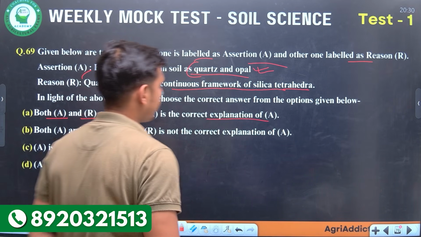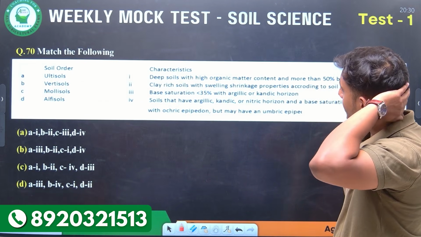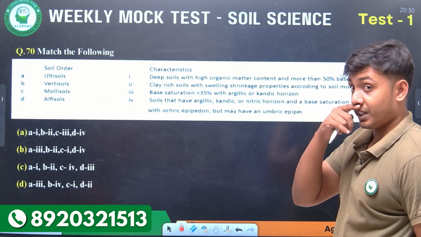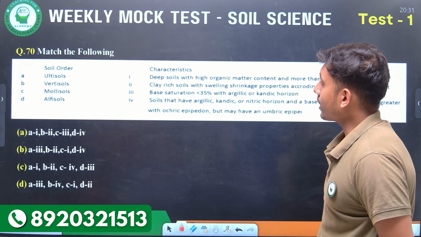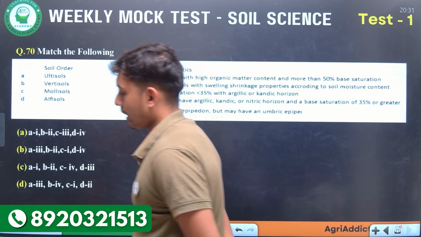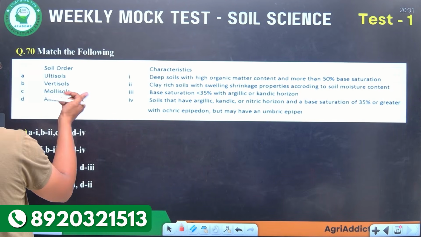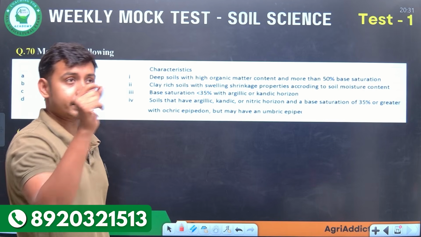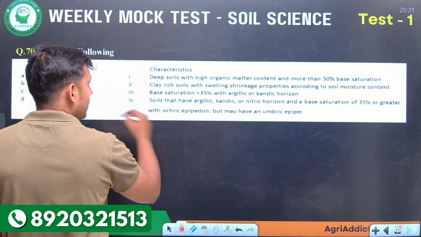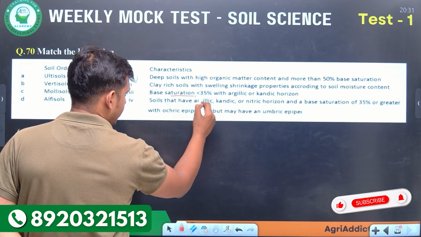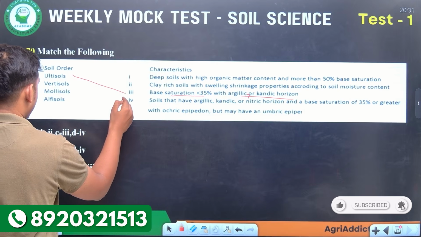Okay, next comes the next question. Here also it is matching, the last question of today's session. First read it out: soil order, alfisol, vertisol, mollisol and ultisol. The main feature of ultisol is that base saturation will be less than 35%. So find this one: base saturation less than 35% with argillic and kandic horizon. So it is with ultisol.